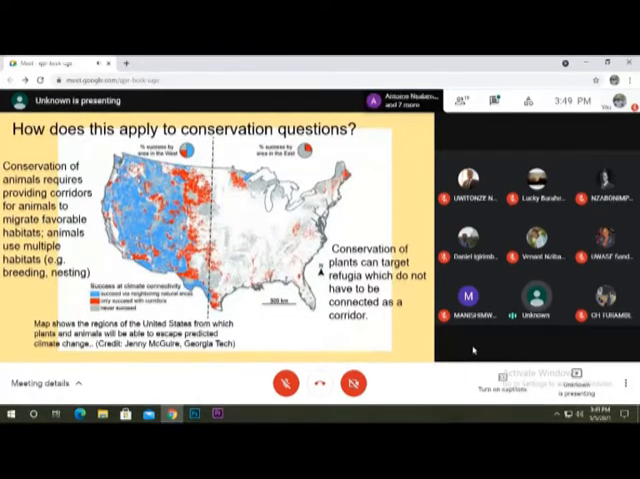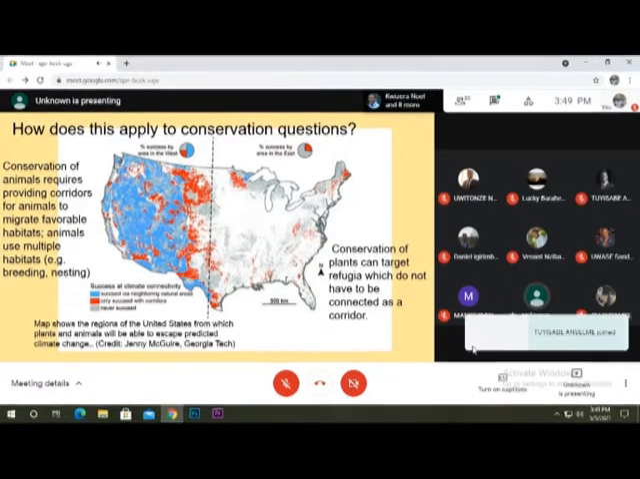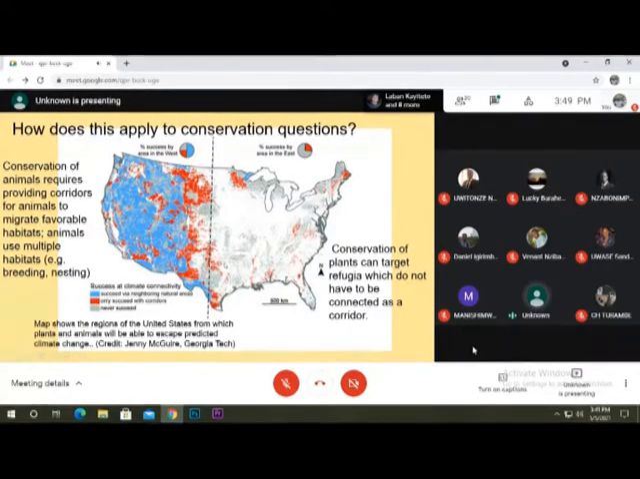So how does this apply to conservation questions? I'm thinking in the United States, it's a tale of two parts of the United States. Over here in the eastern part of the United States, it's really tough to conserve things because we really do not have a lot of connected areas. The population in the United States is heavily focused in the east, with some exceptions, like for instance Los Angeles, and maybe Seattle and some areas in the west.